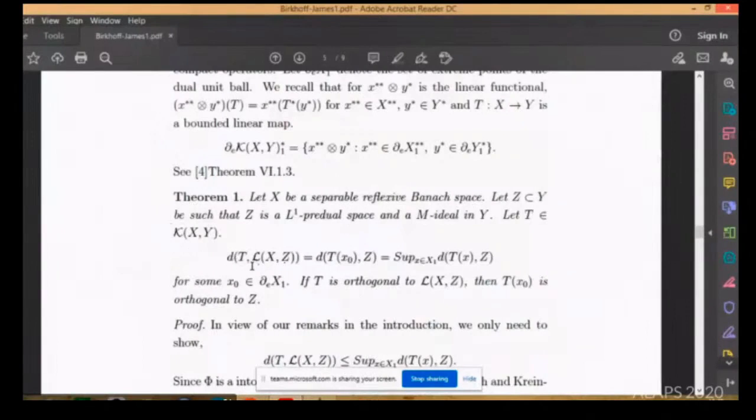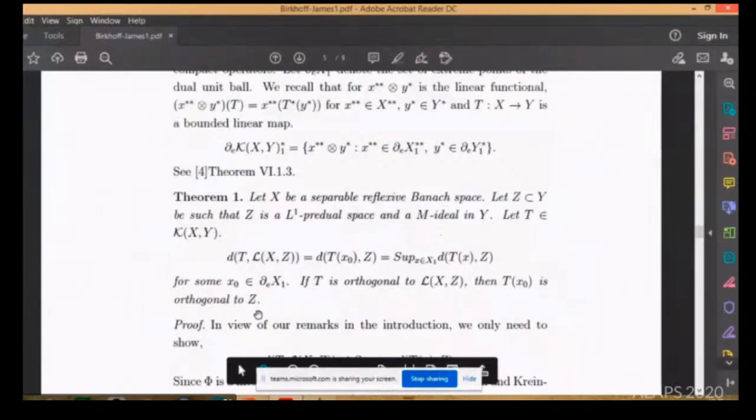So similar to that, I take my domain X as a separable reflexive Banach space, and Z is a closed subspace of Y, and now I put some geometric conditions on Z. Z is an L1 pre-dual space like the one I have defined before, and it also sits in Y in a very nice way, that is, it sits like an M-ideal in Y. Then for any compact operator T from X to Y, the distance of T to the space of all bounded operators from X to Z is actually attained.